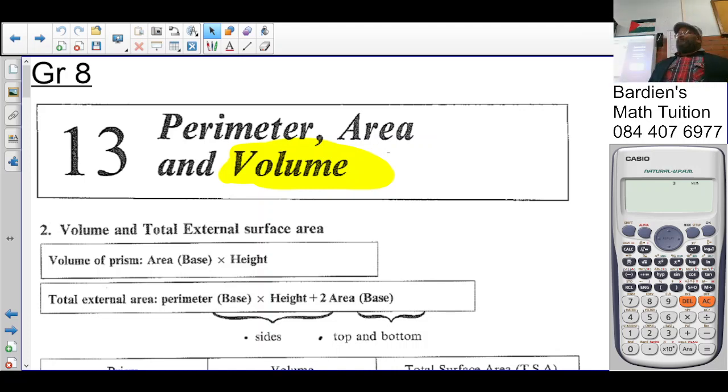Good morning, class. So at this point we are looking at volume, correct? Did I give you homework for the weekend? Yes?